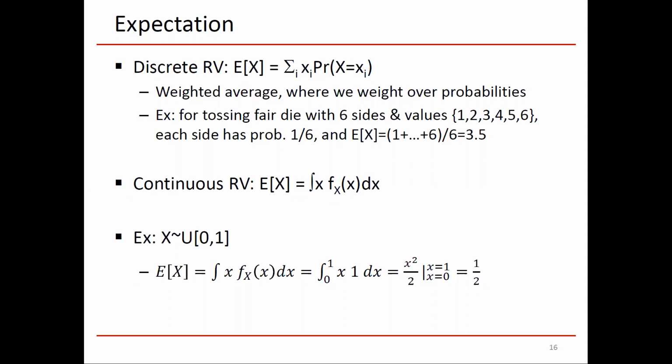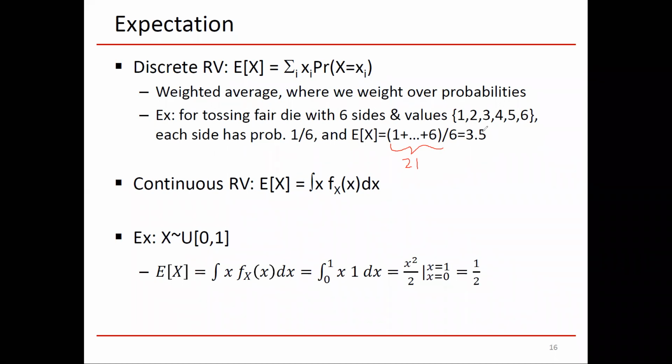For example, if we're tossing a fair die and it has 6 sides with values 1 through 6, each side has probability 1/6, and the expectation of this random variable is the summation over the values multiplied by the probabilities. The probabilities are always 1/6. The values are 1 through 6. So we're taking a summation over 1 + 2 + 3 up to 6. And we're multiplying all of these by 1/6, which means that we're dividing by 6. And 1 + 2 + 3 up to 6 can be shown to be equal to 21. And 21 divided by 6 can be shown to be 3.5.